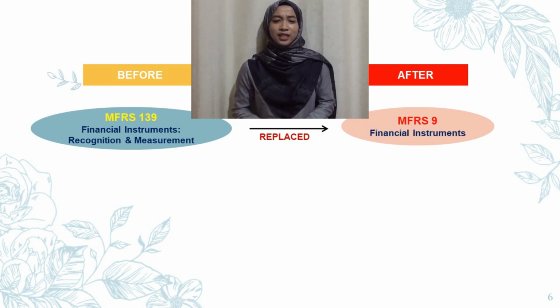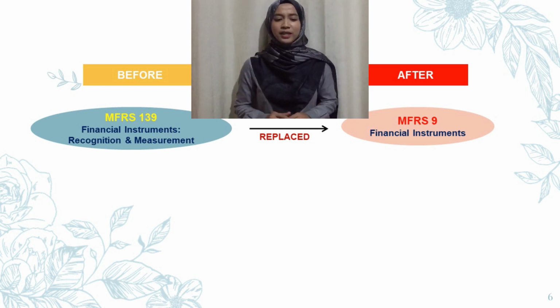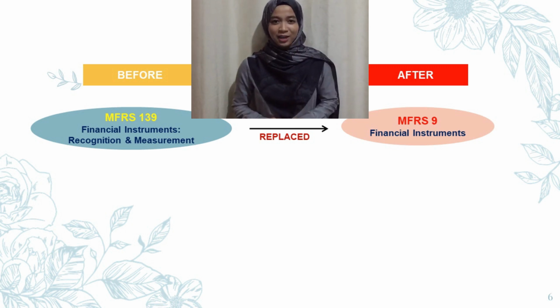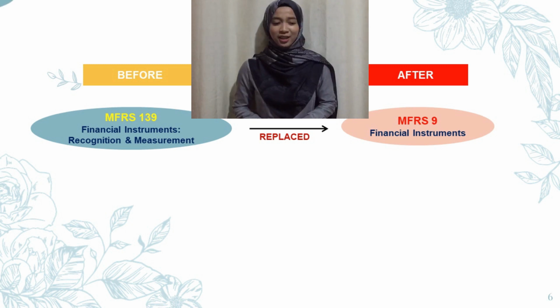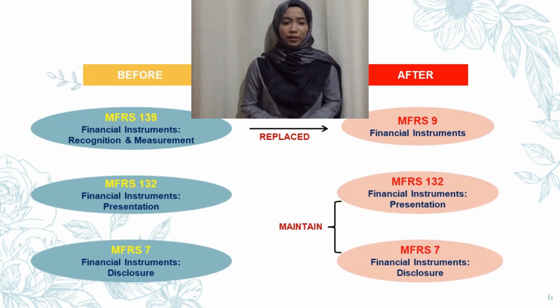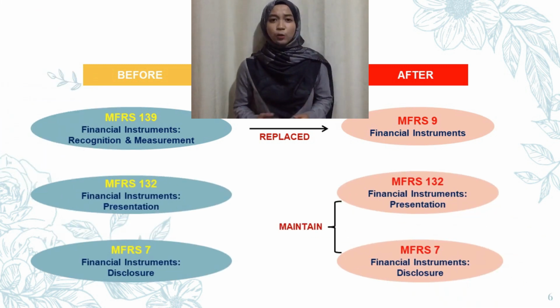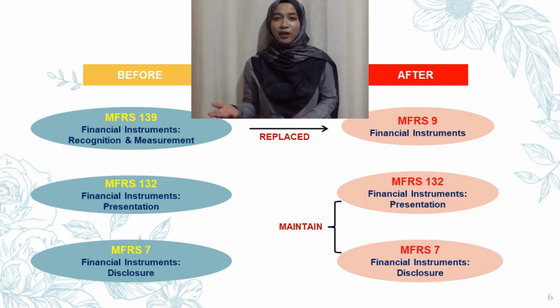The replacement process has three phases. Phase 1 is classification and measurement, Phase 2 is impairment methodology, and Phase 3 is hedge accounting. The moment we use MFRS 9, we automatically use MFRS 7 Financial Instruments: Disclosures for disclosure and MFRS 132 Financial Instruments: Presentation for presentation.